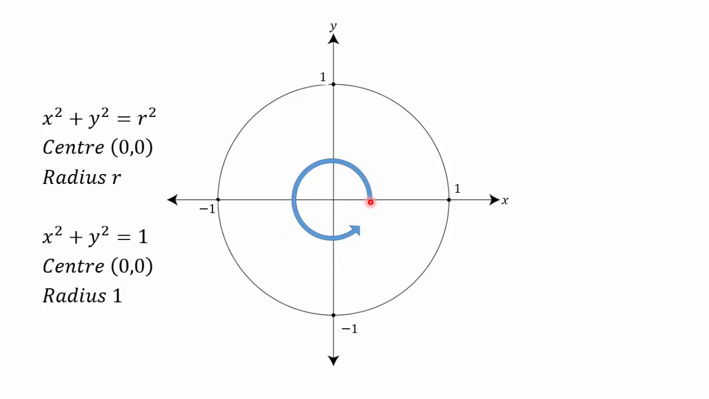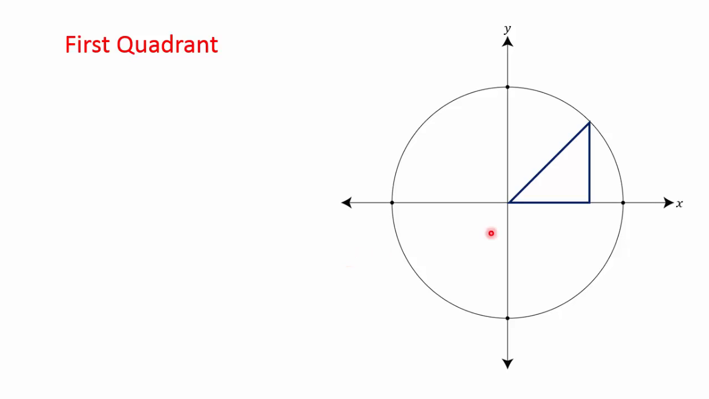When we measure our angles, we start from this axis here, the x-axis, and we measure in an anti-clockwise direction. Okay, so anti-clockwise. The first quadrant is this section over here. So if I put any triangle in the first quadrant, I'll be measuring between 0 degrees and 90 degrees. The second quadrant goes up to 180. The third one goes up to 270. And finally we go back to 0 or 360.